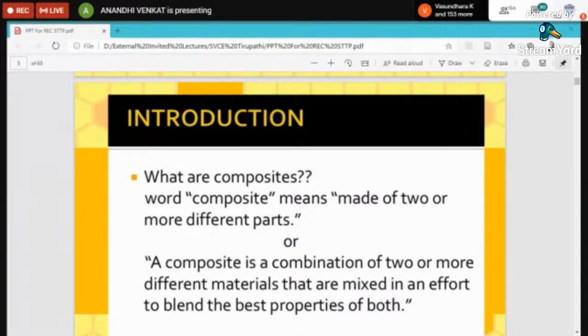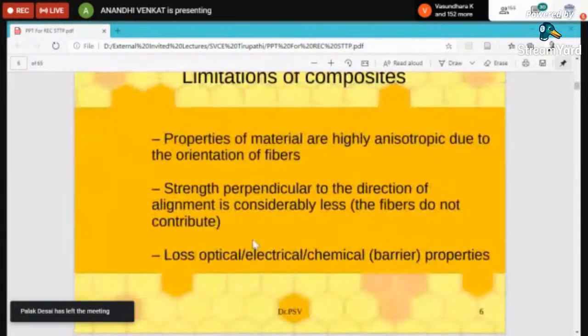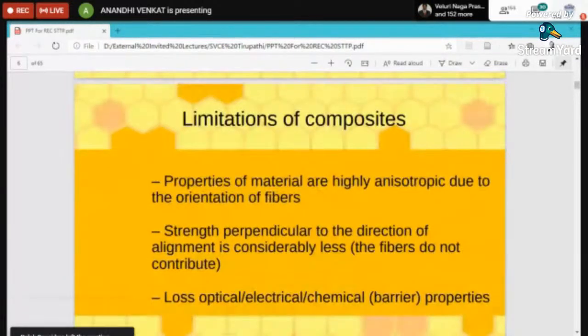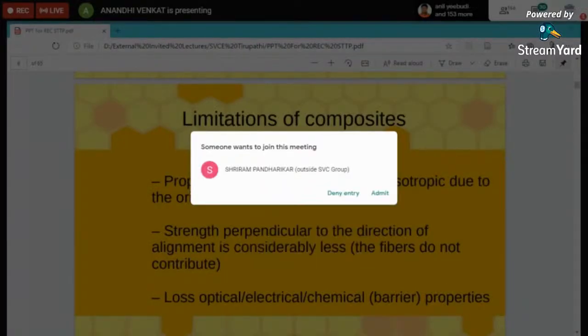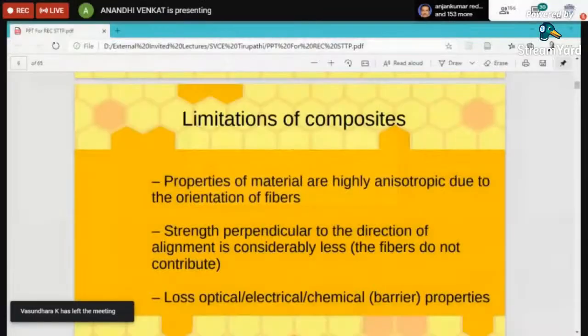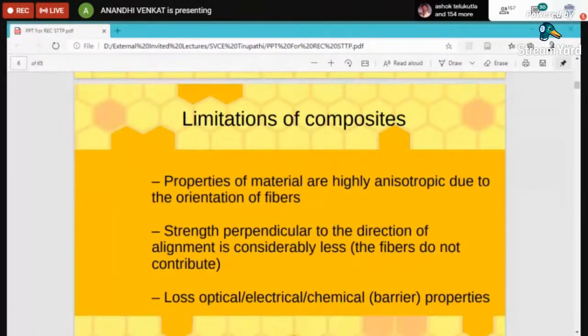Now this is all about the composite, but there is a limitation for the composite material. What is the limitation? Properties of the material are highly anisotropic. It is a very, very complicated structural quality. Anisotropic means the properties are different in different directions. There are an infinite number of directions as far as the material is concerned, and each direction is likely to have different properties. That is called anisotropic. So getting the property in a particular direction is going to be very tough. It is very challenging for engineers too. So that is the reason composite materials have a limitation.